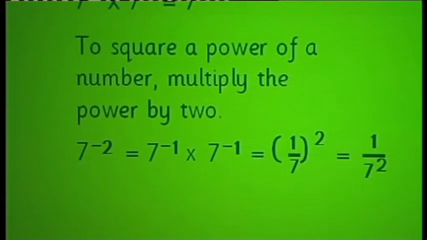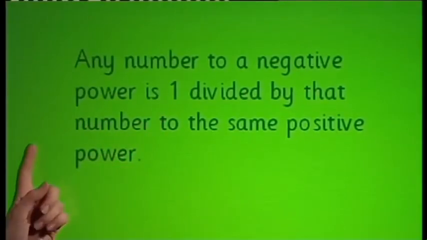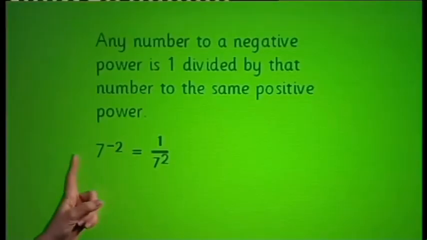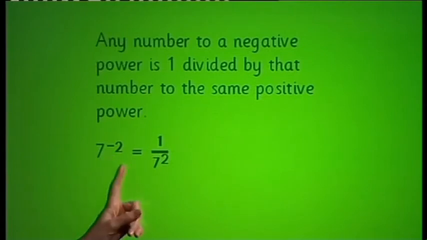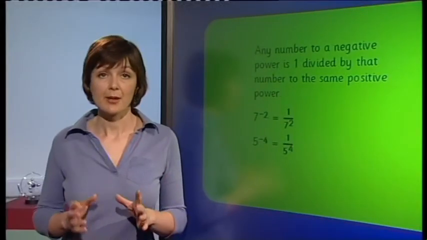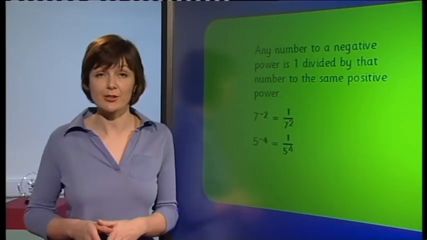Now in fact that's just one example of a very powerful rule. Any number at all to a negative power is 1 divided by that number to the same positive power. So not only is 7 to the power negative 2 equal to 1 over 7 squared, as we've just seen, but 5 to the power negative 4 is the same as 1 divided by 5 to the power 4. Now we've done a lot of work in this lesson, but out of it we've got some really useful rules. Let me just remind you what they are.